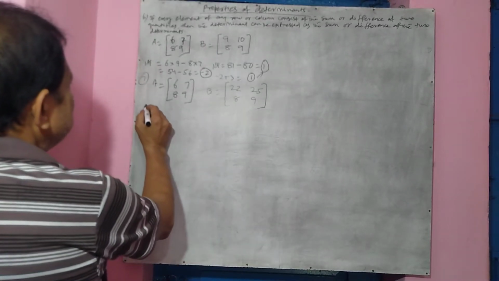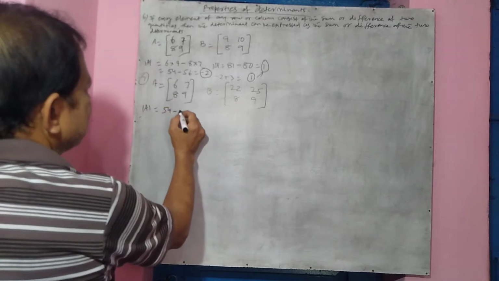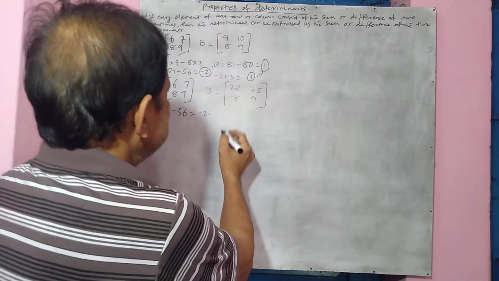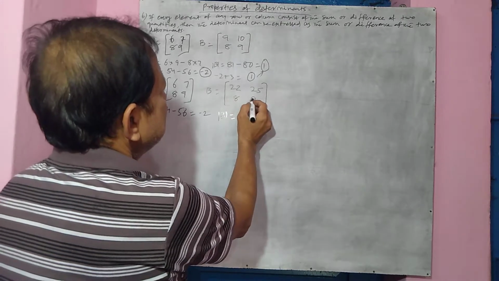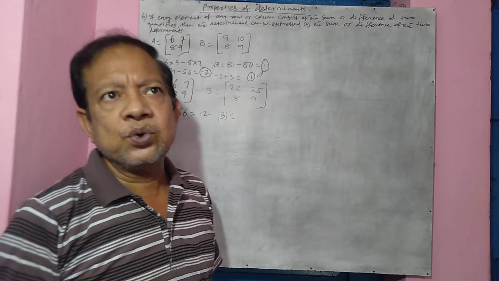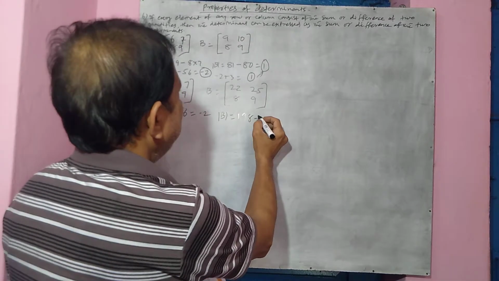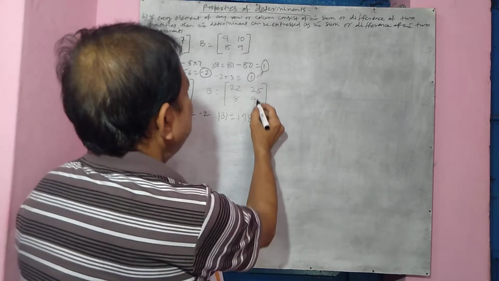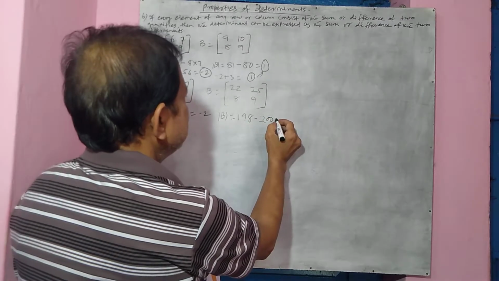Let's see how much it will be. A determinant is equal to 954 minus 856 is equal to -2. Here let us see what happens. Let us see B determinant. 22 into 9. 22 10 is 220, 22 9 is 198, minus 25 into 8. 25 into 8 is 200. So this is equal to -2.